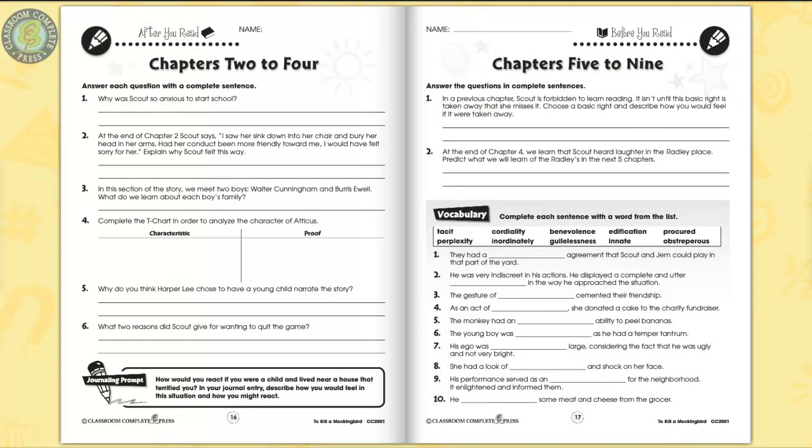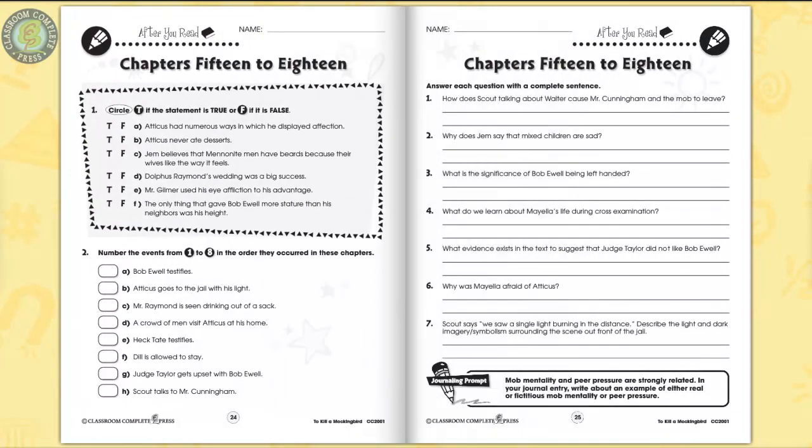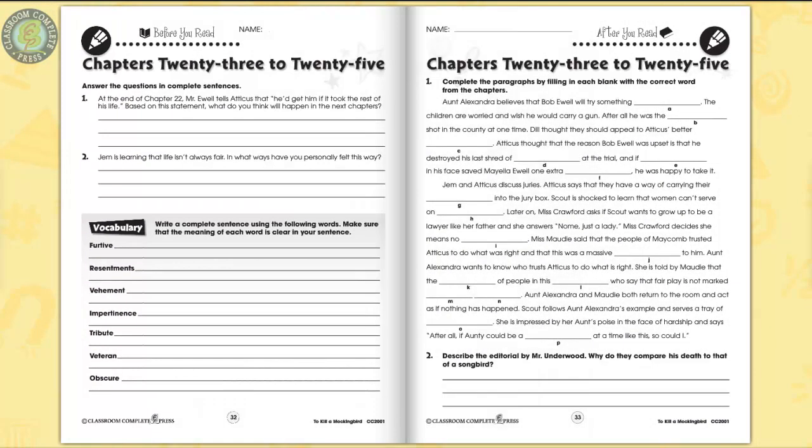Analyze the character of Atticus by using a T-chart to match characteristics with proof from the text. Complete sentences from the story with their missing vocabulary words. Describe the light and dark imagery surrounding the scene out front of the jail. Describe the editorial by Mr. Underwood, and explain why the characters compare his death to that of a songbird.